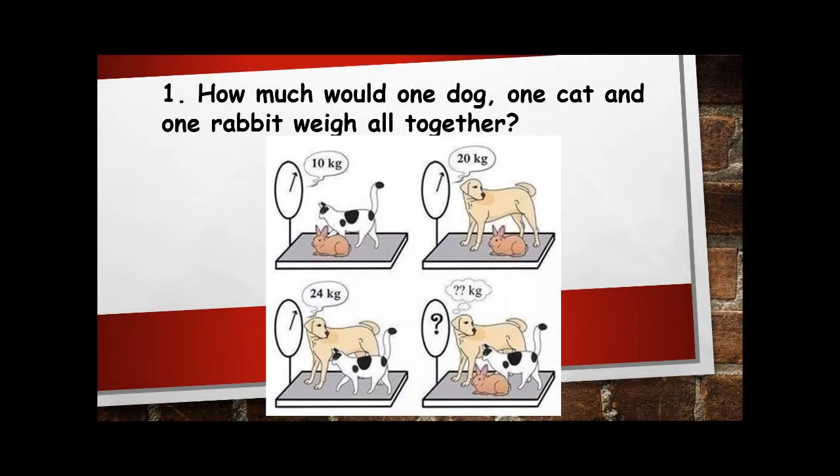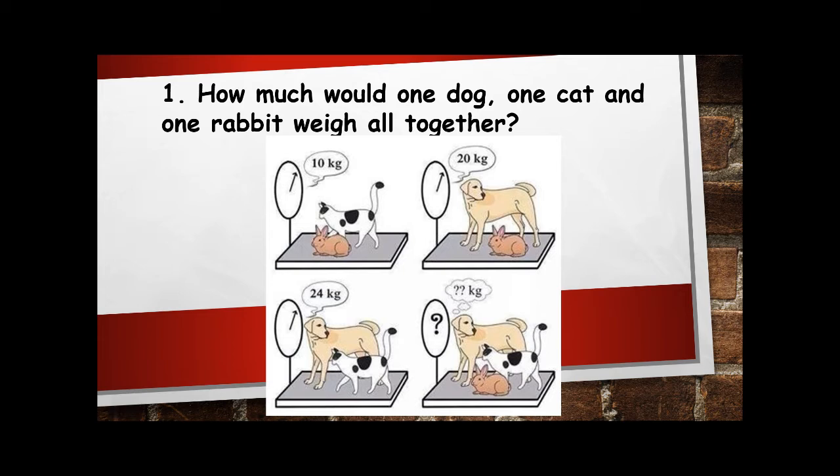Here are your computer science challenges. Feel free to pause this at any point in order to work them out. So your first one, we have in this picture, top left, a cat and a rabbit on a scale, and they weigh 10 kilograms together. Top right, we have on the same scale a dog and a rabbit, and they weigh 20 kilograms. On the third picture, the bottom left, we have a dog and a cat at 24 kilograms. And the bottom right, the fourth picture, it says it doesn't know how many kilograms they are. And that's because we have a dog, a cat, and a rabbit.